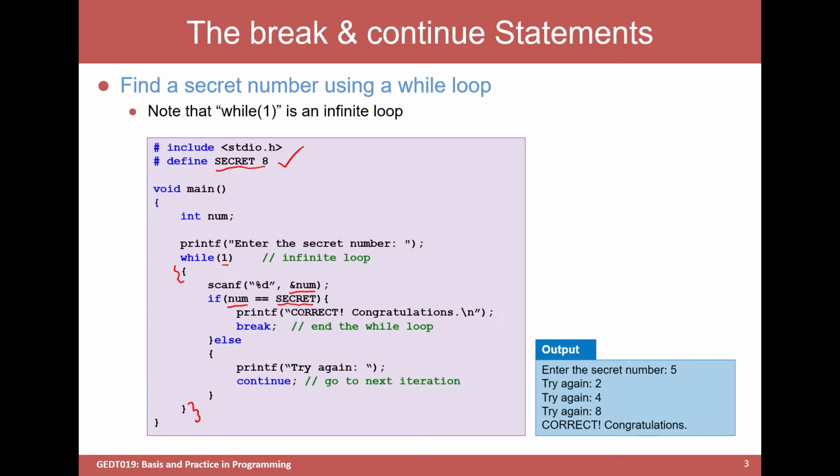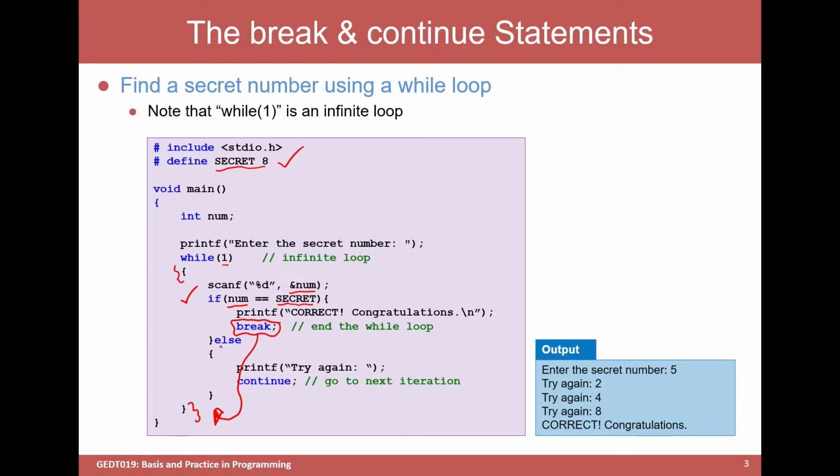you will say correct. It's like a game, you guess. If the number you put from the keyboard is equal to the secret, I will tell you the message: correct, congratulations. And then there is something interesting here: a break. Break means break the loop. This is the while loop. When I say break, it will jump outside of the loop. So if you put this inside the loop and the condition is true, it will jump out of the loop, and in this case the loop will never run again.